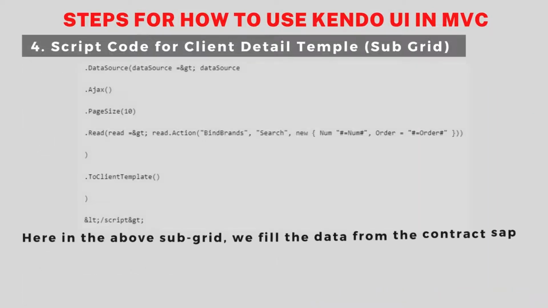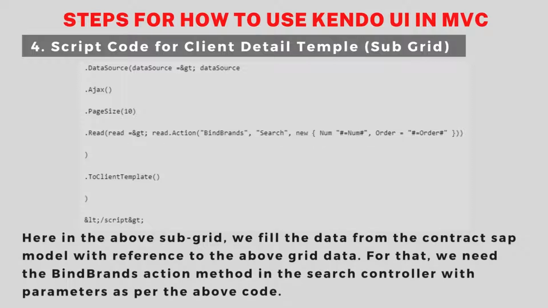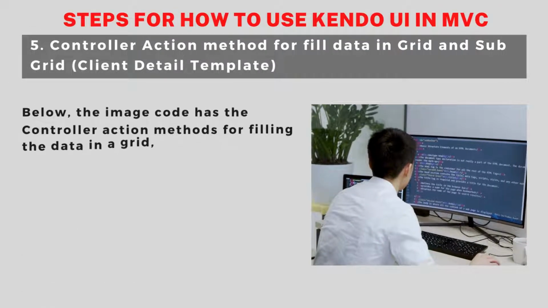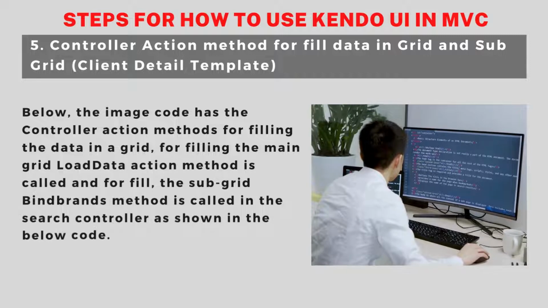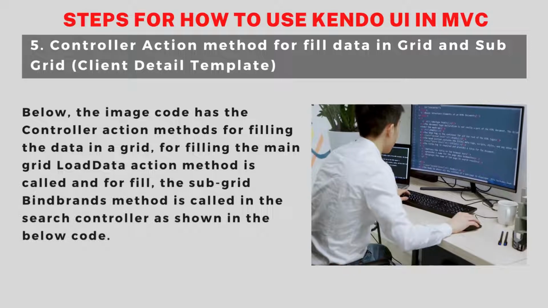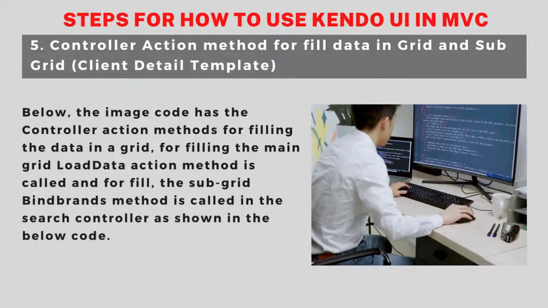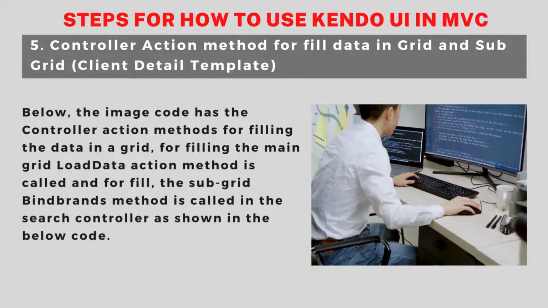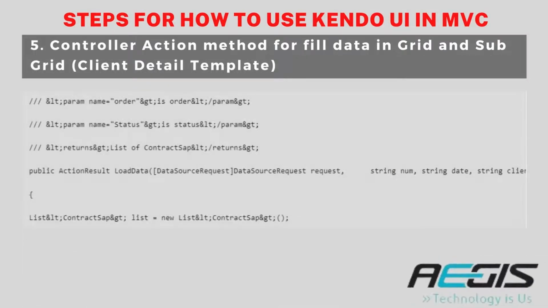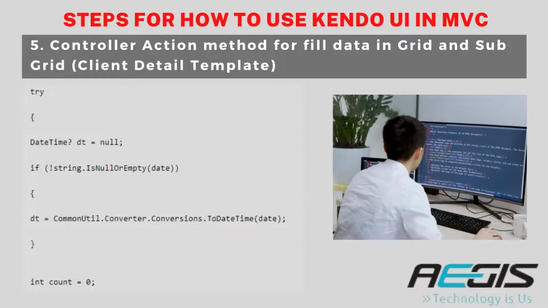Here, in the subgrid, we fill the data from the contract SAP model with reference to the above grid data. For that, we need the bind brands action method in the search controller with parameters as per the seen in code. Fifth step is controller action method for fill data in grid and subgrid. Means client detail template. In the image code have mentioned the controller action methods for filling the data in a grid. For filling the main grid load data action method is called and for fill, the subgrid bind brands method is called in the search controller as shown in the code.